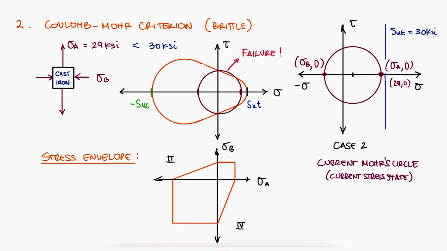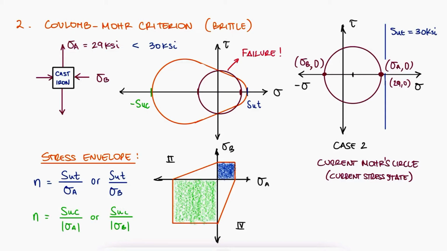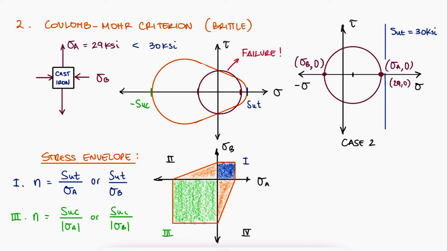If you pay close attention, the factor of safety will still be defined as the ultimate strength over the maximum stress if both of them are positive, or the ultimate compressive strength over the magnitude of the largest negative stress if both of them are negative. In the case where one of them is negative and the other one is positive, we need to do a little math for the equation of a straight line. The slope, which is rise over run, would be SUT over SUC, and the y-intercept would be SUT.